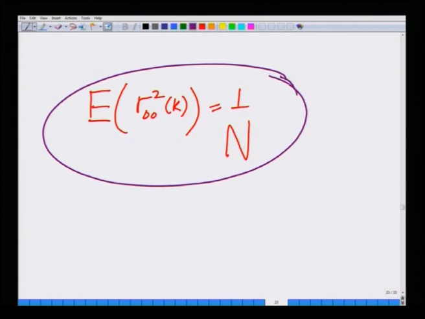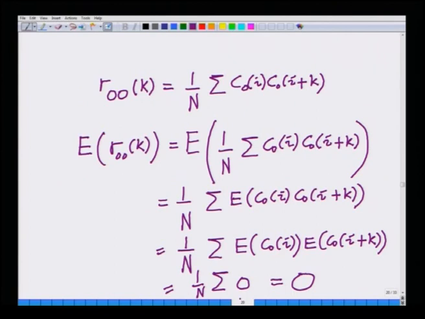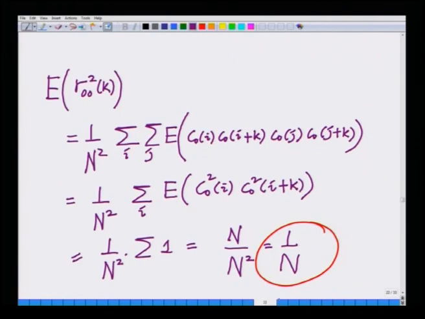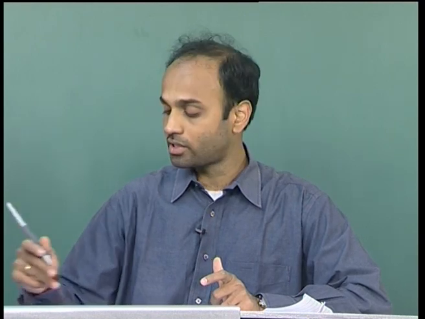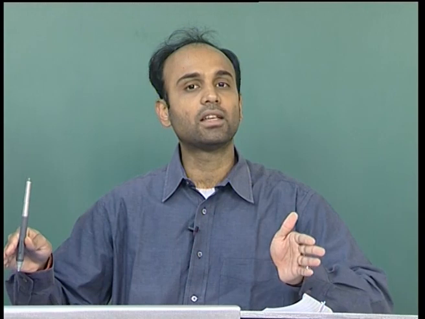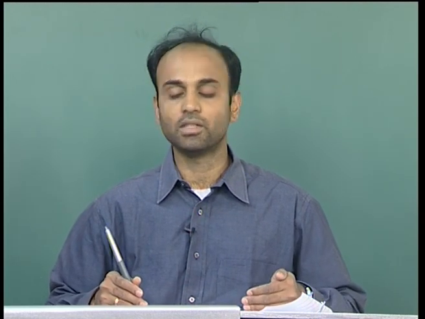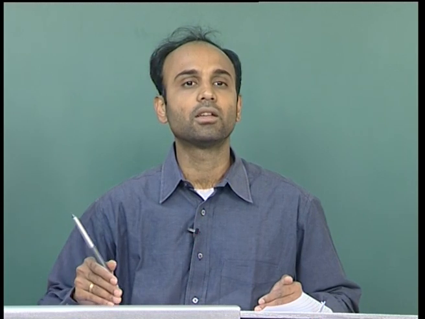So, given two random sequences, first we have derived that expected R00 of k is 0, and the second moment expected R00 square, that is the variance of the shifted correlation, is 1 over n. It decays as a function of n. As the length n increases, this variance goes to 0. This is an important property when we study the behavior of CDMA systems. So, I urge you to again revise these concepts.